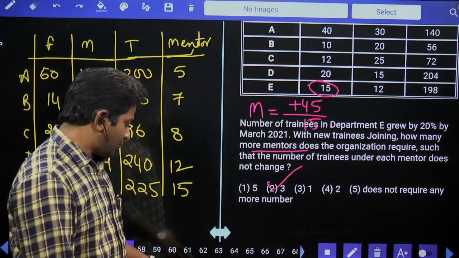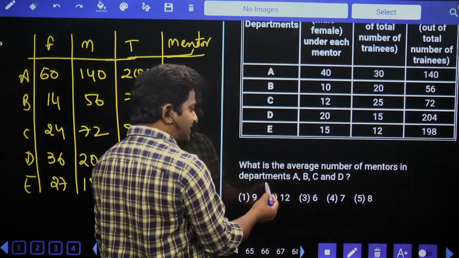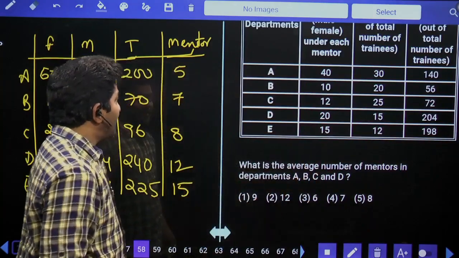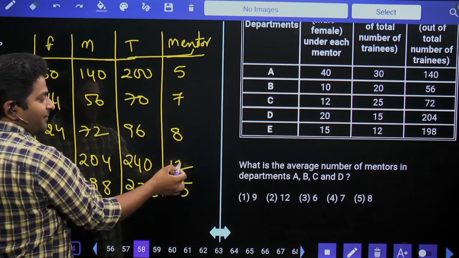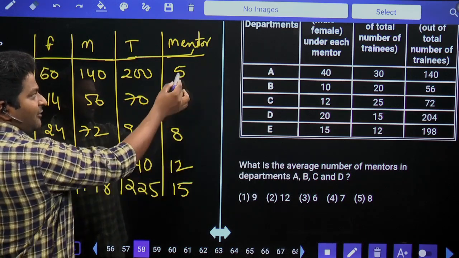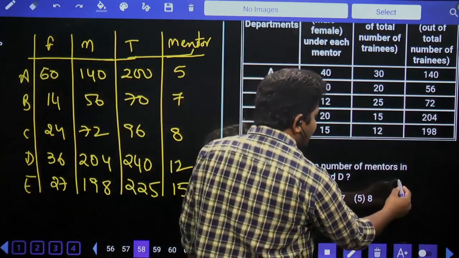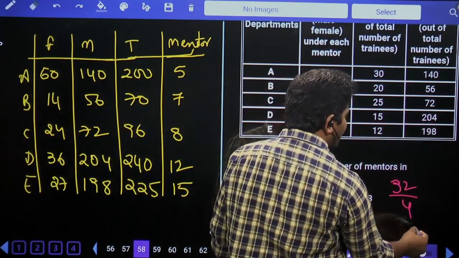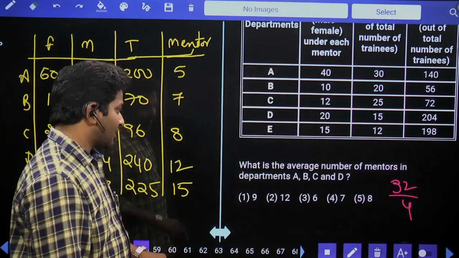Option 2, answer 3. What is the average number of mentors in departments A, B, C, D? Mentors in A, B, C, D: 12 plus 8, 20. 5 plus 7, 12. 20 plus 12, 32. We were asked to calculate the average for 4 departments. 32 by 4, answer 8, option 5.